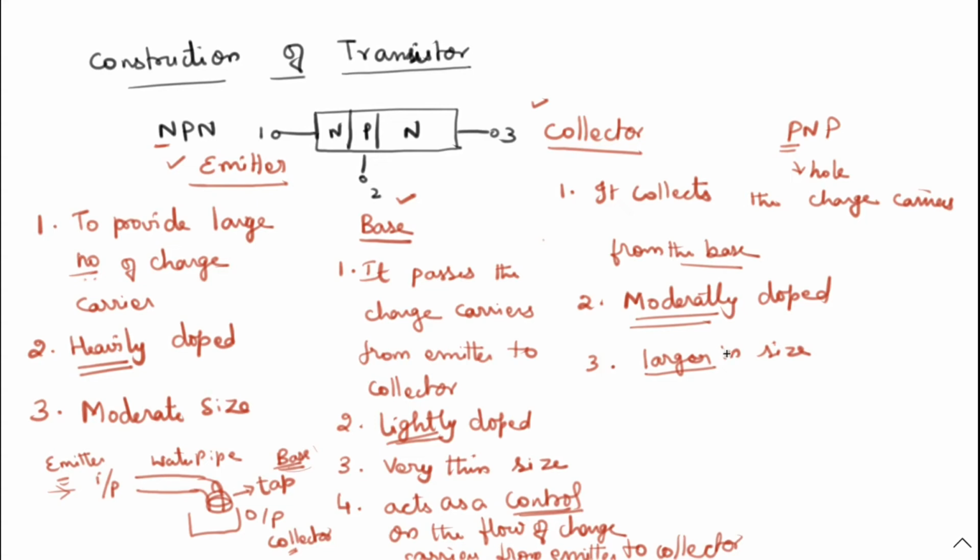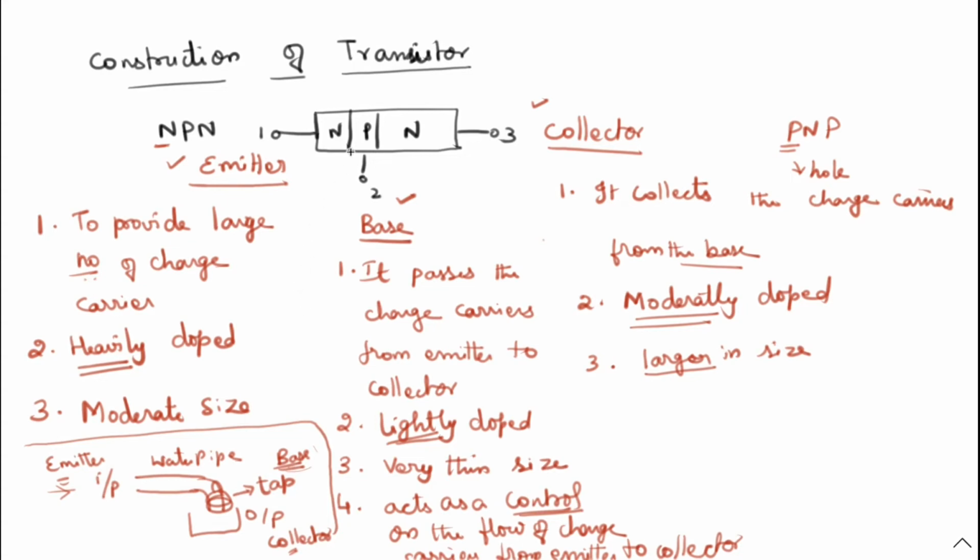So I hope you understand the three parts, three regions in the transistor. One is the emitter, another one is the base, and the third one is the collector. Mainly how the base is acting, for that I have given one small example also, so that you can understand the function of the base in between the emitter and the collector.